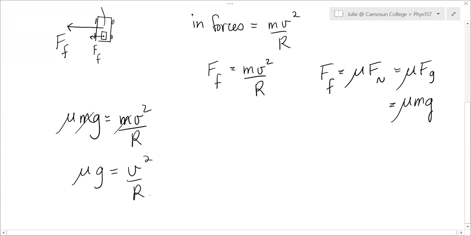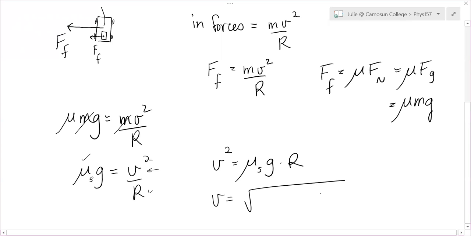Now, when you have problems like this, there are three variables. There's the coefficient of static friction, the speed, and the radius of the curve. So you could be told any two and be asked for the third. So in this case, we're told the coefficient and we're told the radius, and we're asked for the speed. Okay, so we solve for speed. V squared would be mu times g times r. And so v would be the square root of mu g r.